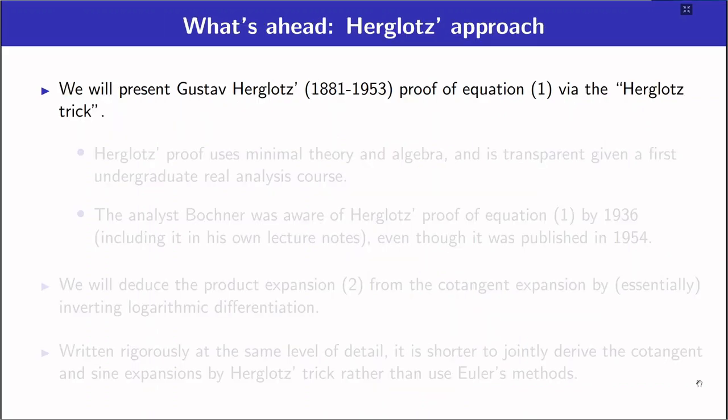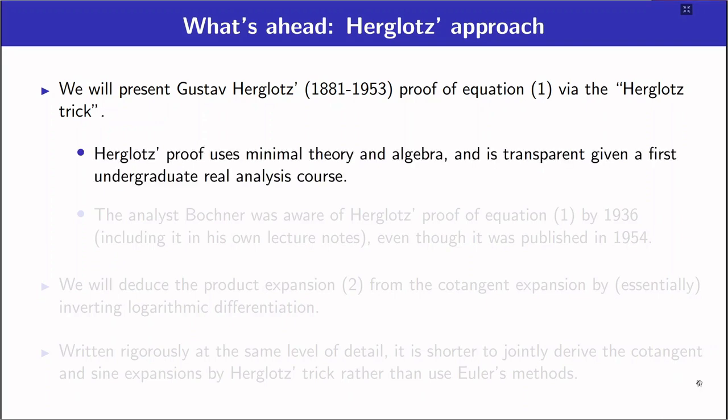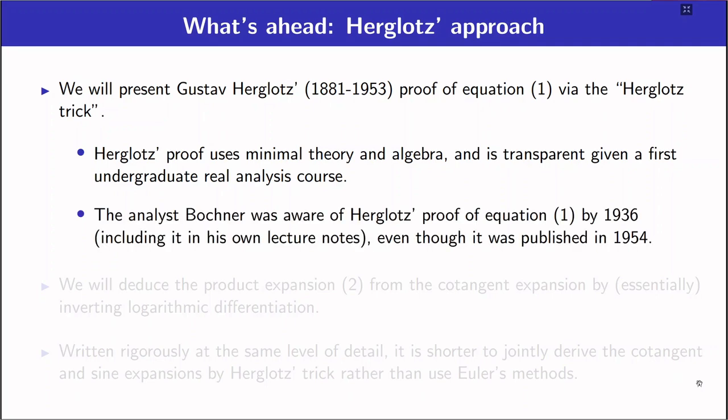Now to introduce Herglotz's approach to the whole problem. Gustav Herglotz, who lived from 1881 to 1953, proved the cotangent expansion by what is now called the Herglotz trick. His proof uses minimal theory and algebra and is straightforward given a first undergraduate real analysis course. We're not going to use anything more sophisticated than basic results surrounding sequences and series of functions. As far as such results go, this argument is relatively new.